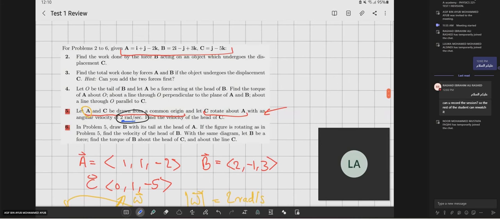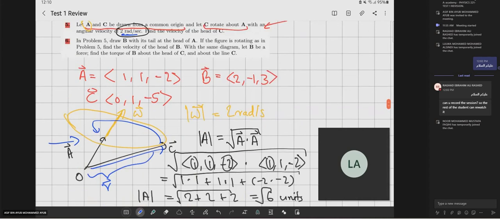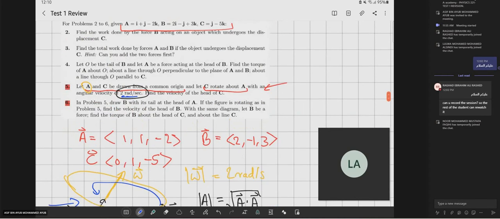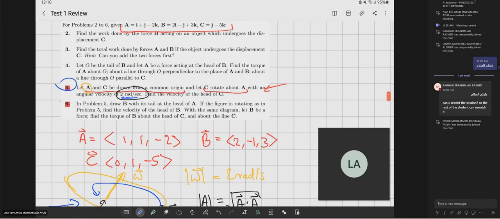They gave it to you in radians per second, so this must be in meters per second. Okay, so this is the answer to the 5th question. Now the next one, the question tells you, draw B with its tail at the head of A. If the figure is rotating, as in problem 5, at 2 radians per second, with the same, find the velocity of the head of B.